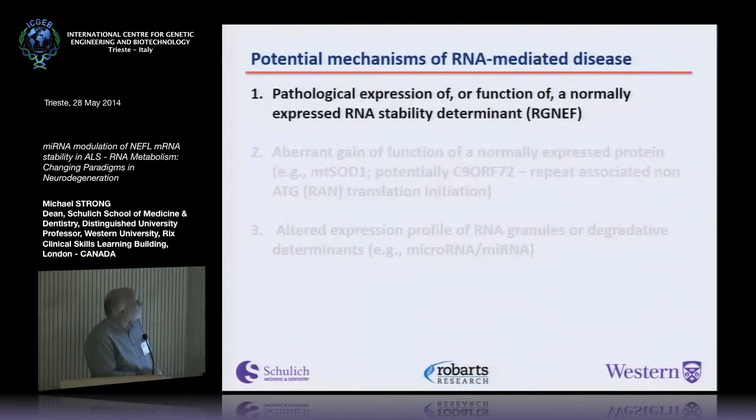But there are, at least, and I was commenting to somebody at the break, that when I'm teaching students about this, I tell them, well, there's only really 3 ways to change stability of an RNA species once it's already in place. Well, there's more than that, but to clump them. One of them is to pathologically express a normal RNA stability determinant. And we're going to talk about one that I don't think you've heard much about, and that would be RGNEF.